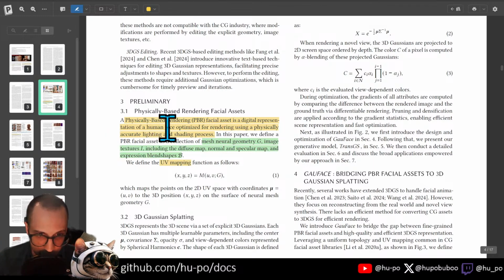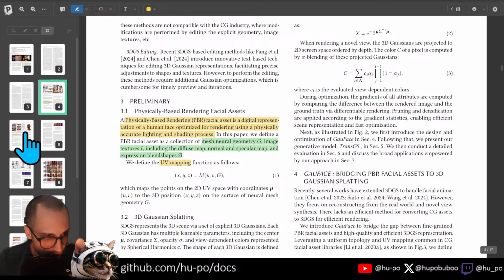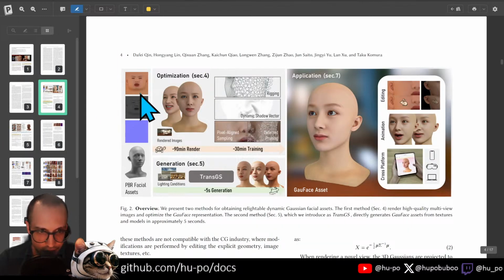It's a digital representation of a human face optimized for rendering using physically accurate lighting, which is basically lighting where you're projecting rays and bouncing, and a shading process. Mesh geometry, image textures include the diffusion map, normal and specular map, and expression blend shapes. Okay, so unfortunately, in this paper, they have 143 facial assets under 134 lighting conditions with a total of 1,023 combinations. So they already have textures or meshes with the 3 different types of textures, right?